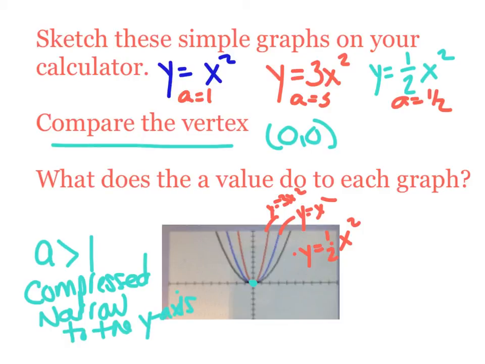However, if my a value is less than 1, but of course bigger than 0, so if it's between 0 and 1, notice it gets wider than the normal x squared graph. So if it's a half, or a fourth, or a fifth, or 2/7, if it's smaller than 1 but bigger than 0, it kind of widens out.